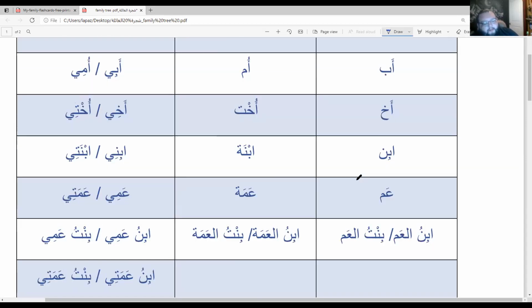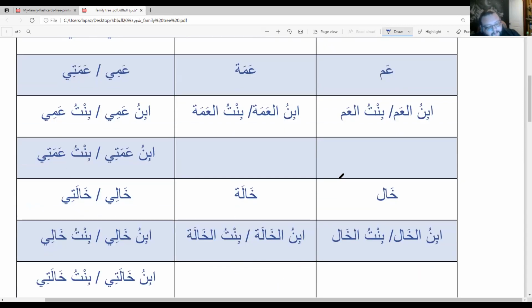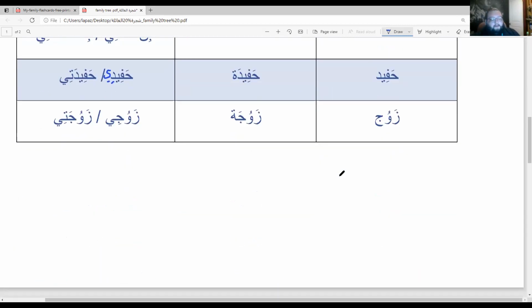I'll send you this PDF so you'll have it and study it. And if you have any questions. I'll write it down in flashcards. Oh, okay. Yes, that's a good idea. Okay. So any questions on العائلة أو الأسرة؟ لا. الحمد لله. Okay.